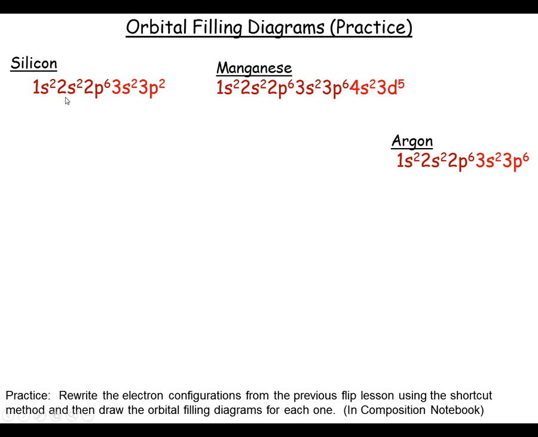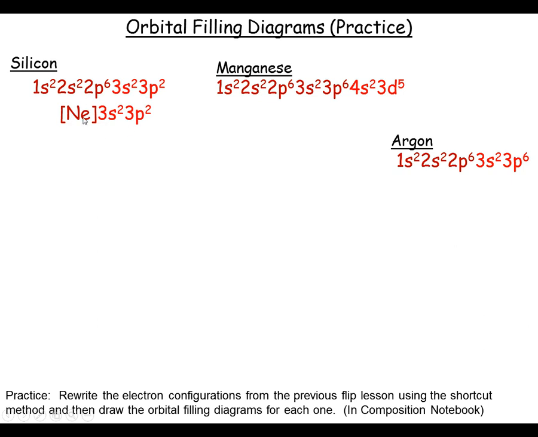For silicon, it's 1s2, 2s2, 2p6, 3s2, 3p2. So the way we would set things up is, well, we can write the shortcut here of neon 3s2, 3p2. And I highly recommend that you actually do write the shortcut method when you're writing orbital filling diagrams, because if you have really large electron configurations like for thorium or for uranium or something like that, which have well over 80 plus electrons, sometimes 90 plus electrons, it can get kind of cumbersome.